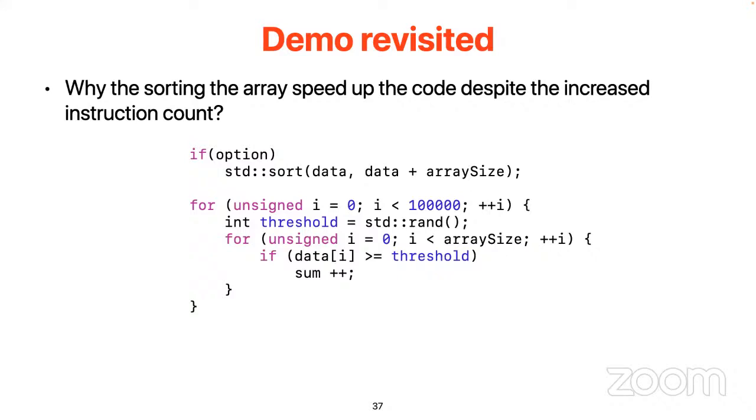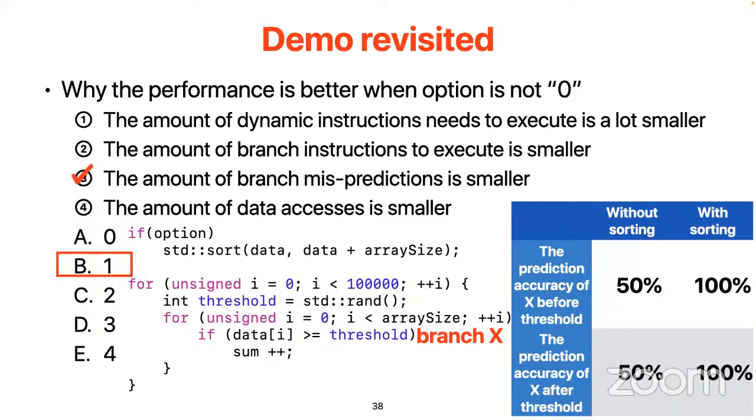So remember, in the very beginning of the quarter, we had this demo. And now you should already figure out that the reason why the performance becomes a lot better after you sort the data is that this branch X, which we marked here, becomes relatively easy to predict, because no matter whether it's before or after the threshold, it just changes direction. And once you change the direction, it's going to have the same direction till the end of the execution.